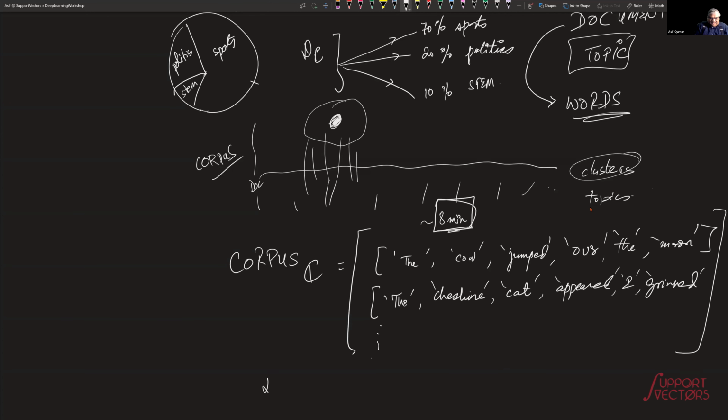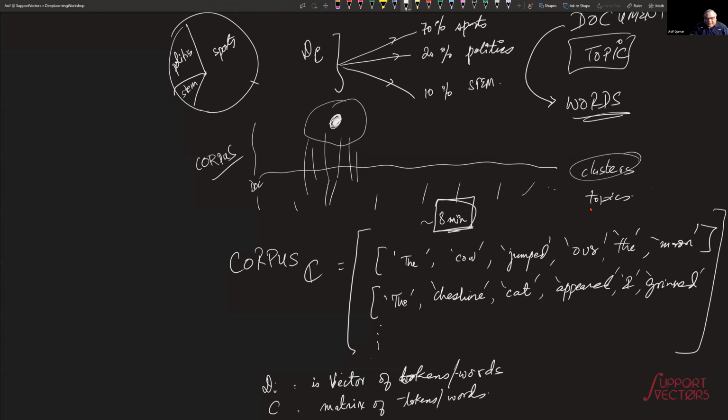So think of it like this. A document is essentially a vector of tokens, isn't it? Or words, if you want to think of it. It's a sequence of words. And therefore, the corpus is an array or matrix. It's a matrix of words, where each row is a document, isn't it? Are we together, guys? That's one way of looking at it.